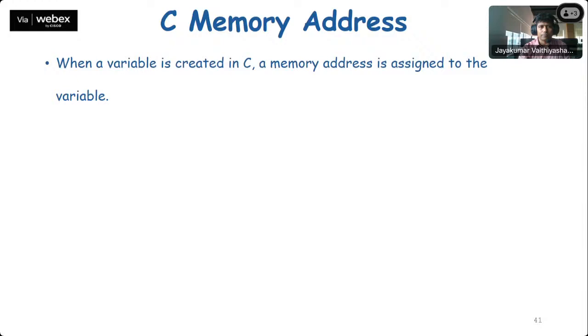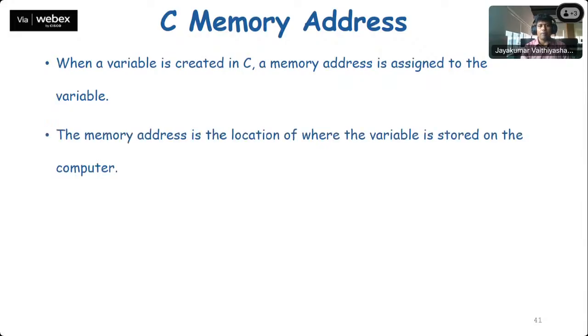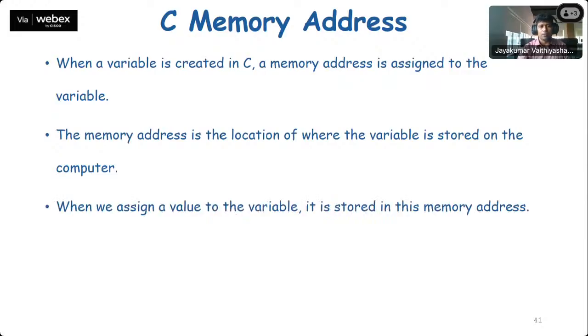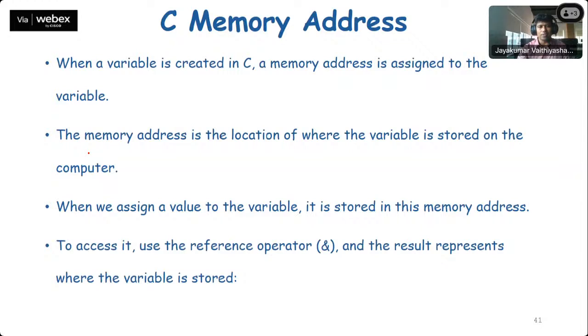To understand memory addresses better, we'll go for the C language. When a variable is created in C, a memory address is assigned. We previously discussed that the memory address is the location where the variable is stored on your computer. When we assign a value to a variable, it is stored at the memory address. If you refer to that memory address, you are able to discuss it. Definitely, I'll come to the pointer, please wait. That is what I am going through. To access it, use the reference operator, and the result represents where the variable is stored.